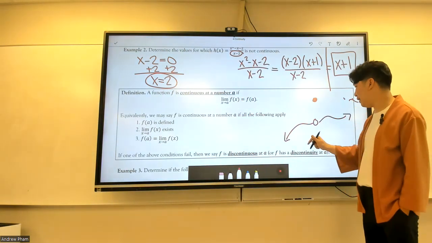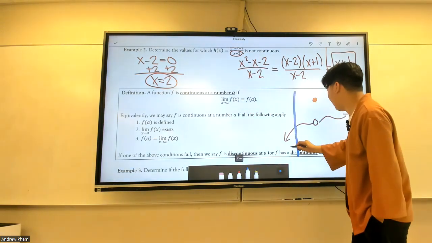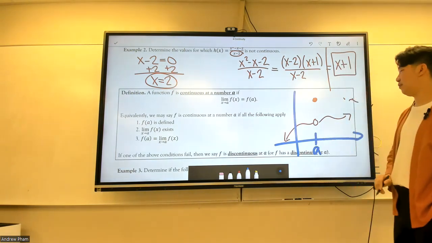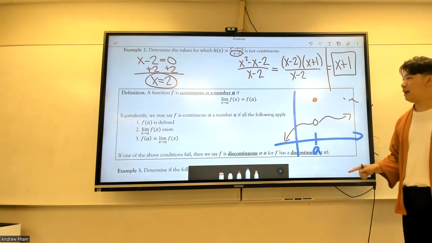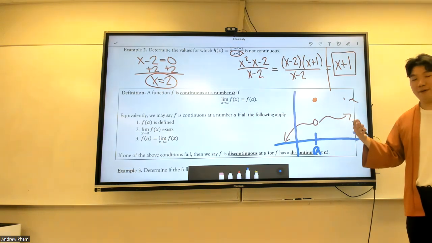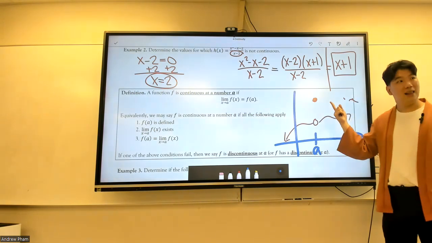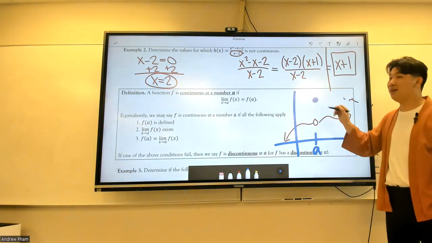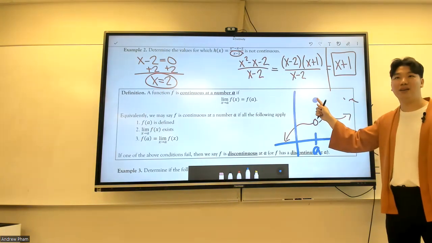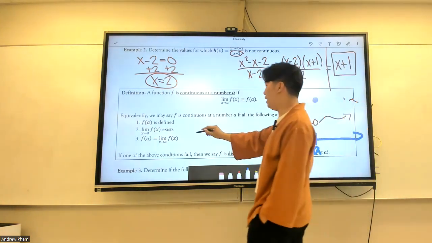Is my function defined? Let me go ahead and draw this a little bit more. So is my function defined at x equal to a? Well, in this case, I am defined. It's this dot right here. Because remember, defined means if I plug in a, do I get a number? In other words, can I find a point there? So in this case, I am defined.